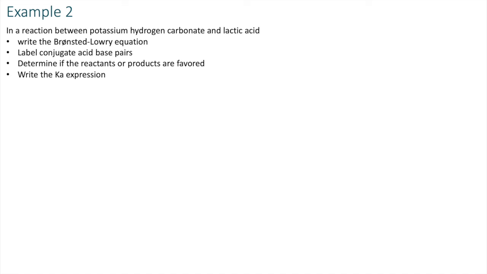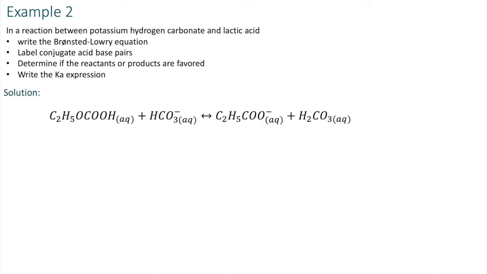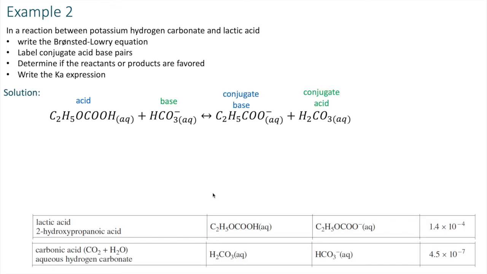In another example, we have a reaction between potassium hydrogen carbonate and lactic acid. What we're asked to do is the exact same things: write the Bronsted-Lowry equation, label the conjugate acid-base pairs, determine if the reactants or the products are favored, and write the Ka expression. So taking a look at our table, we'll get our chemical formulas directly from that table, and we'll label what the conjugate acid-base pairs are. There's our acid, there's our base, as well as our conjugate base and conjugate acid.